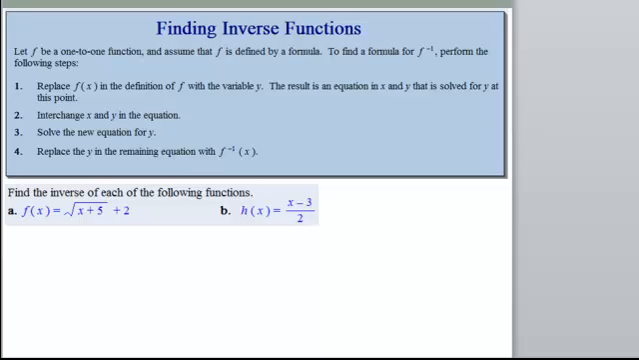Finding the inverses of functions is pretty simple. First thing that you want to do is switch x and y. Then you want to solve for y, and then write it as the inverse function notation. So let's try that on the first one. Remember, f of x is the same as y. So this is really the same thing as y equals the square root of x plus 5, plus 2. So the first thing we want to do is switch x and y.